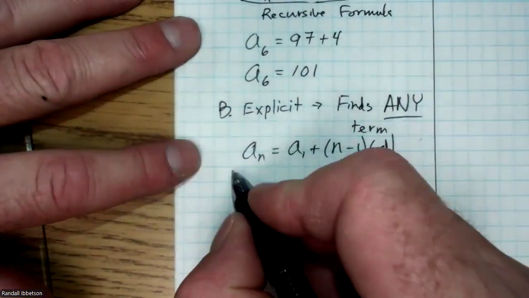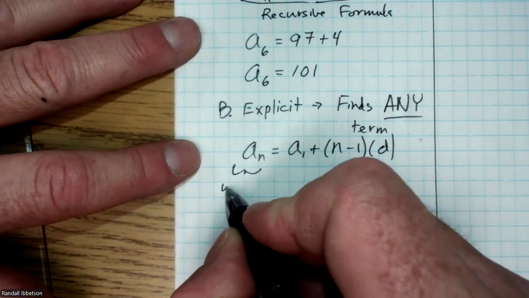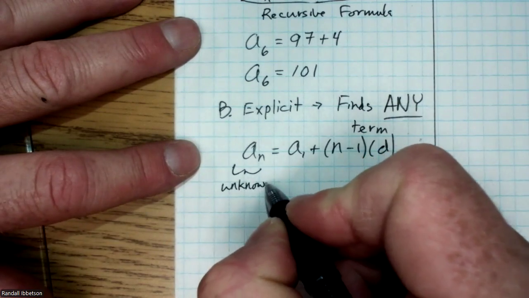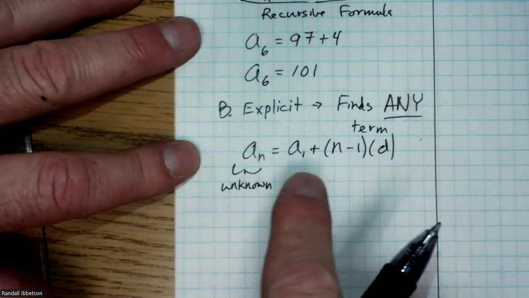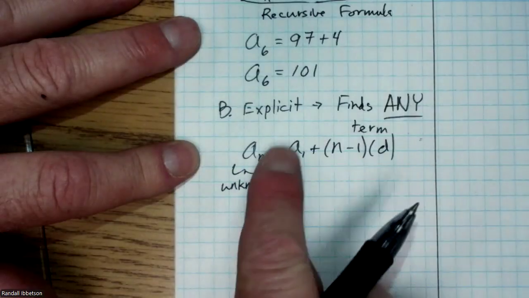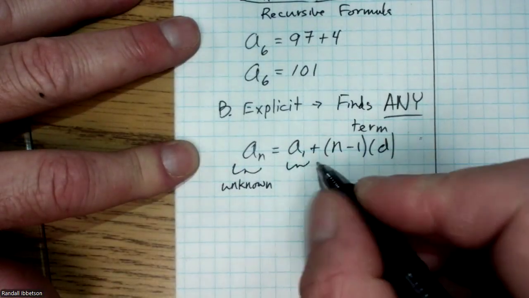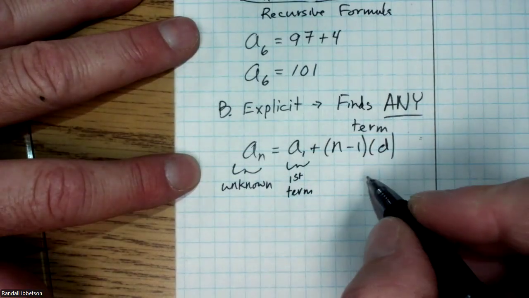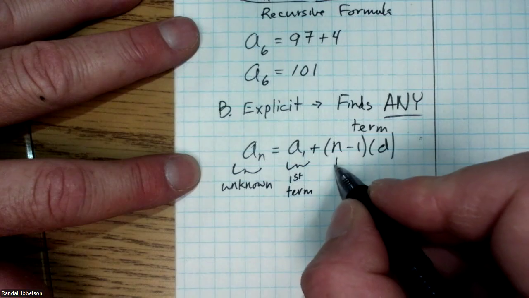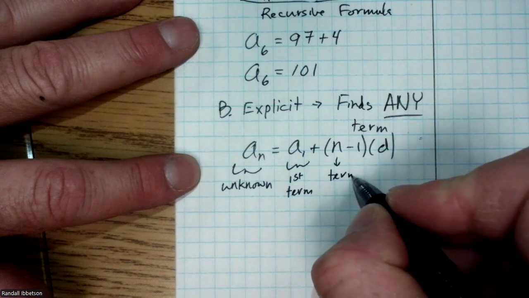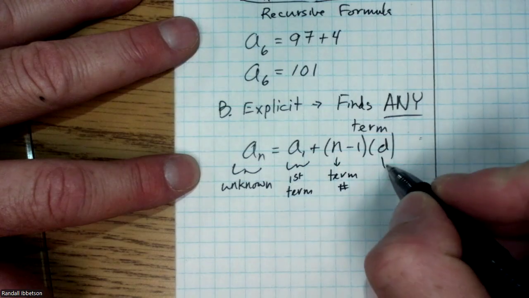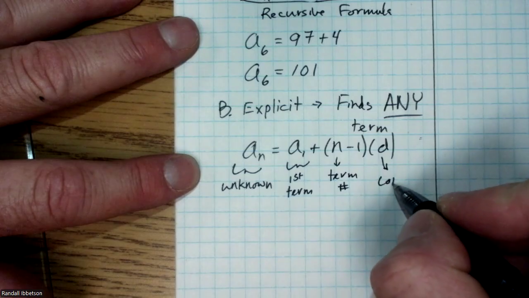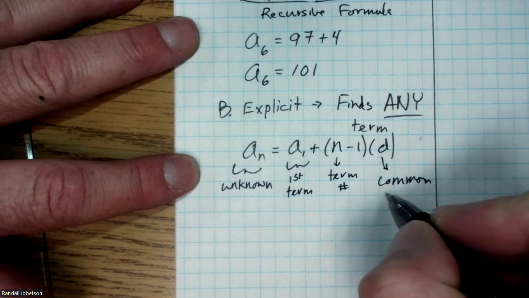So remember from yesterday that a sub n is our unknown. And when we're done using the formula, we're going to find out what the unknown is equal to. A sub 1 is the first term. n is the term number, and we already know d is the common difference.